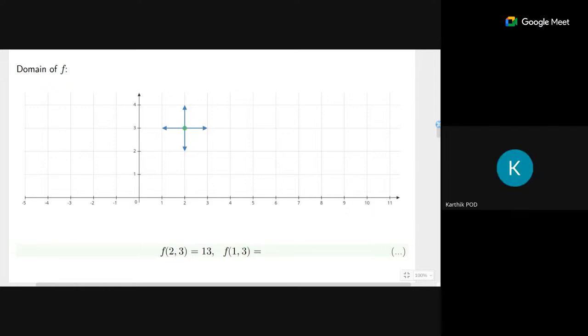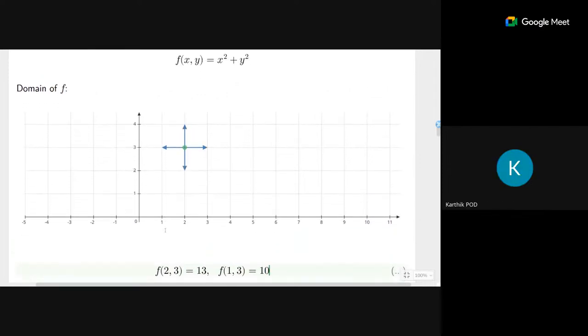So f of 1, 3 is what? 10, right? Which means that the function is decreasing, right? So I'm moving in the direction minus 1, 0. So the function is decreasing.